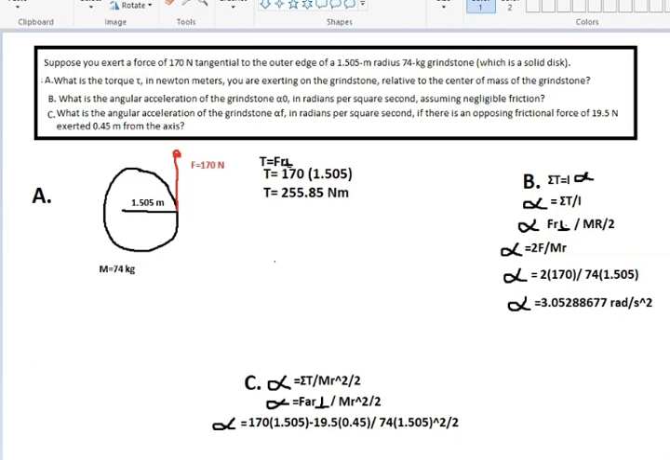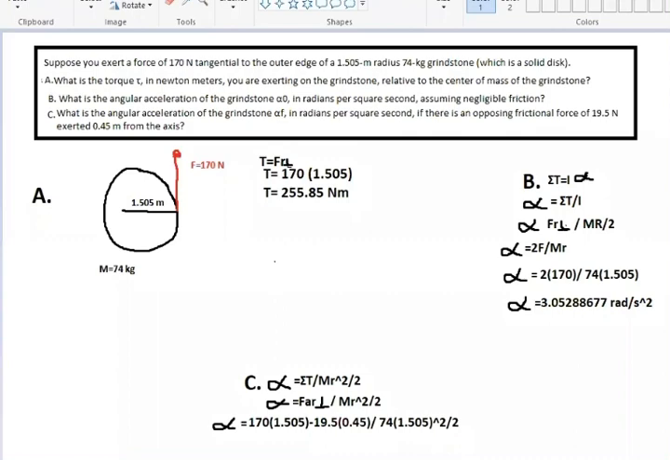Moving to the next question, it states, what is the angular acceleration of the grindstone in radians per square second, assuming negligible friction? So, starting off with this question, you would have to find the equation and do a little bit of algebra to find the right equation to actually put your values into. So that is what I did here.